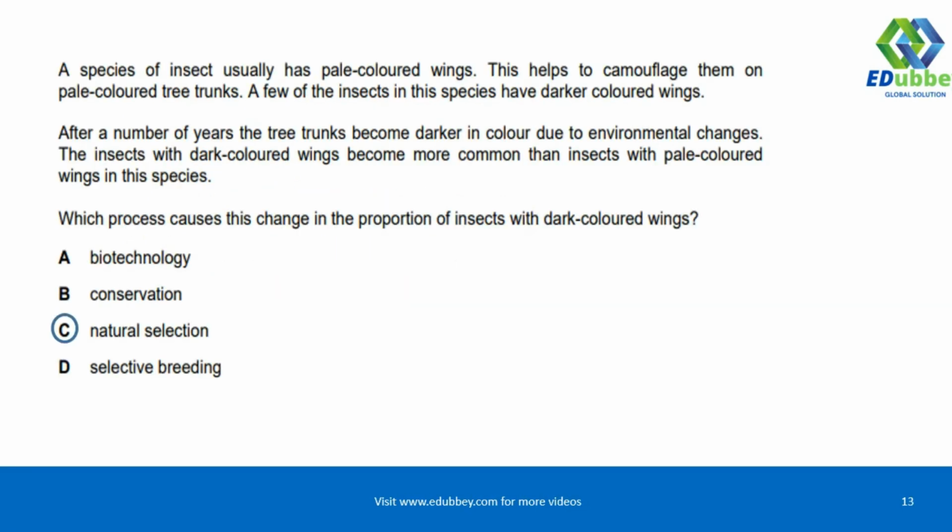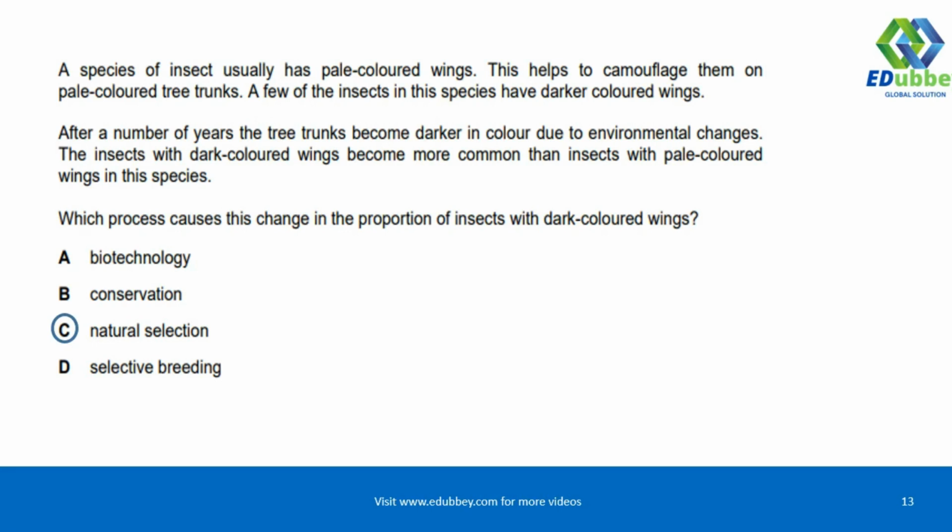A species of insect usually has pale colored wings. This helps to camouflage them on pale colored tree trunks. A few of the insects in this species have darker colored wings. After a number of years, the tree trunks become darker in color due to environmental changes. These insects with dark colored wings become more common than insects with pale colored wings in this species. Which process causes this change in the proportion of insects with dark colored wings? The answer to this is natural selection.